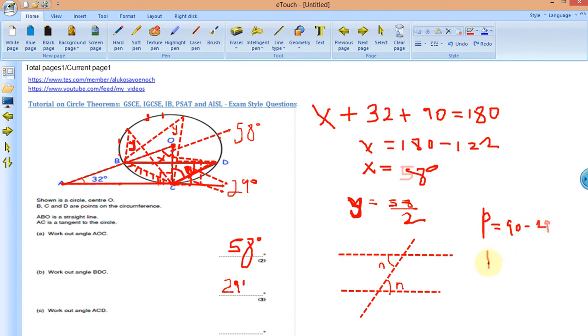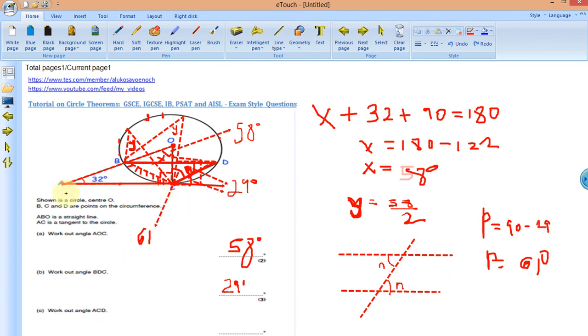Just take it like that, guys. So 90 minus 29, that's 61. So p is 61 degrees. So the implication is that this remaining portion here, and let me just use an arrow to indicate it, this angle here is 61 degrees. And what am I looking for?